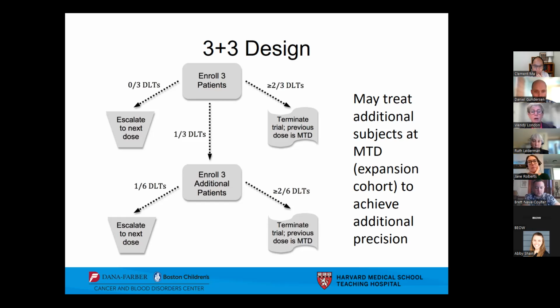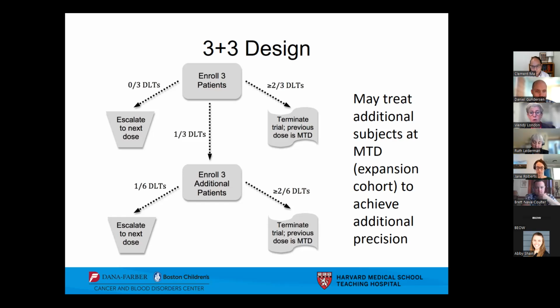But let's just assume for now, for this example, that we've enrolled our 3 patients and that we don't have more than 3 DLTs. Let's just say there's 1 out of 3 patients with a DLT. We don't have enough information at this dose level. So we're going to enroll 3 more patients at the same dose level. So now we have a total of 6, including the 1 DLT that occurred in the first 3 patients. So if we don't have any more DLTs, that's a recommendation from the model to escalate to the next dose.